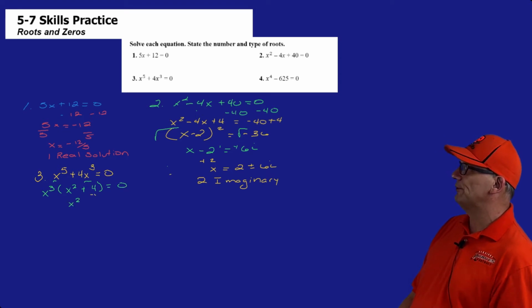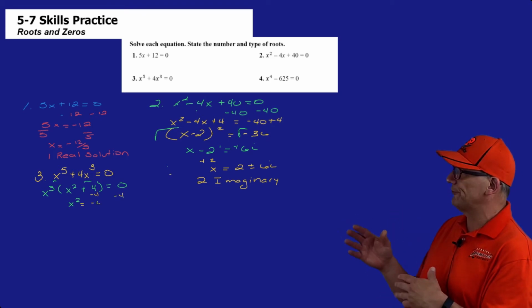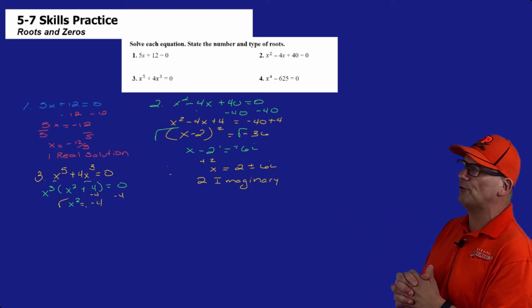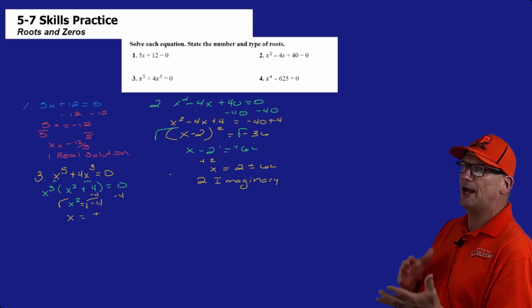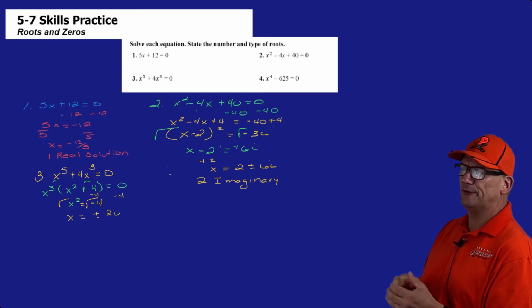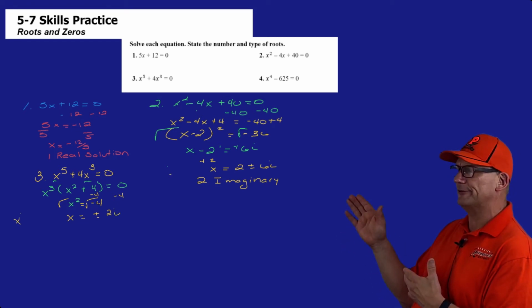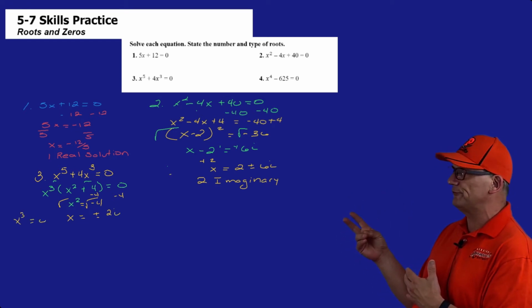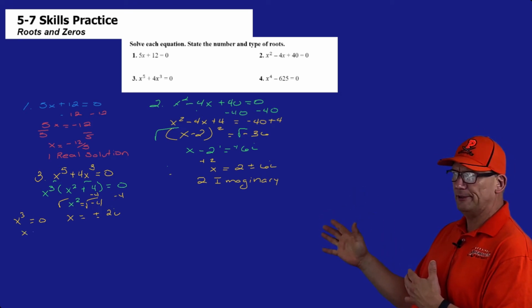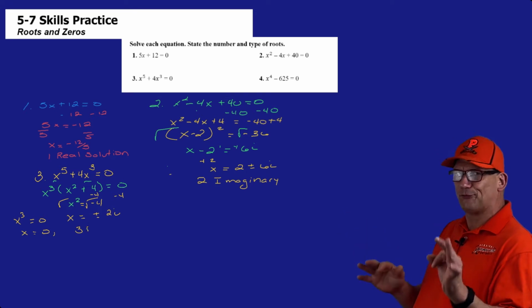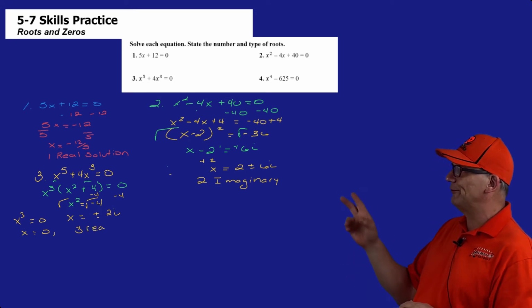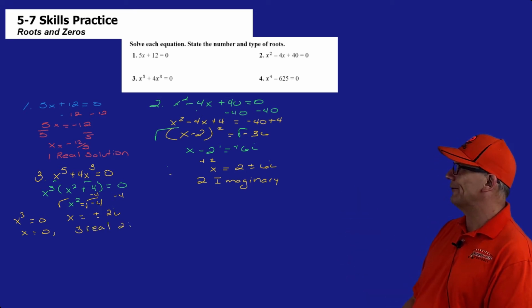Now we set them both equal to 0, right? You have x cubed equals 0, and then we have x squared plus 4 equals 0. Subtract the 4 to the other side, take the square root of both sides, and you get plus or minus 2i. So you have two imaginaries right there, right? The plus and minus represents two different solutions. So you got two imaginary, and then you have x cubed equals 0, so you got x equals 0. That's 3 real and 2 imaginary, okay? All right, so 3 real, 2 imaginary.